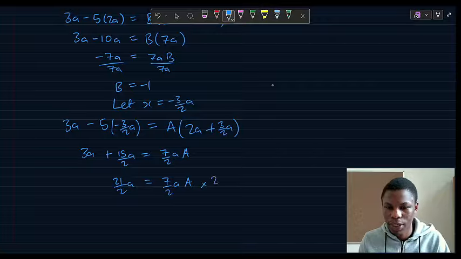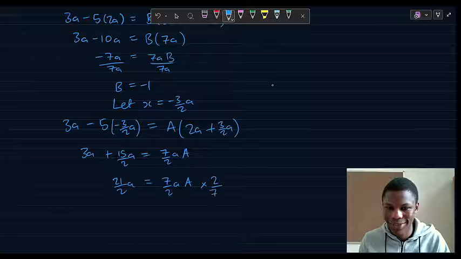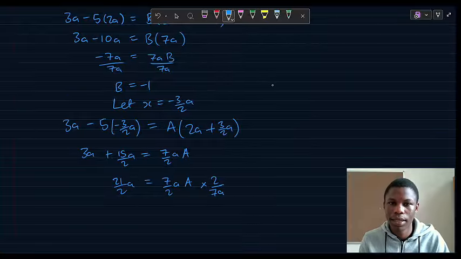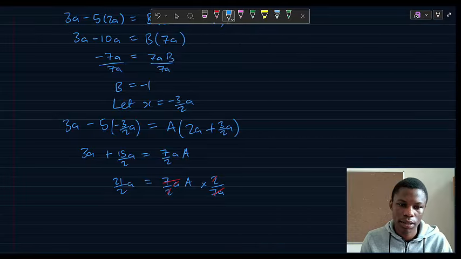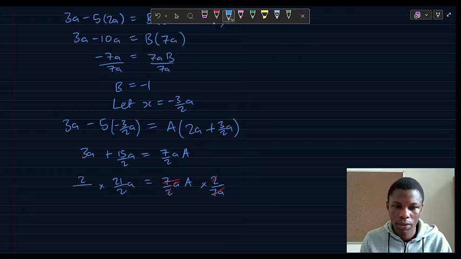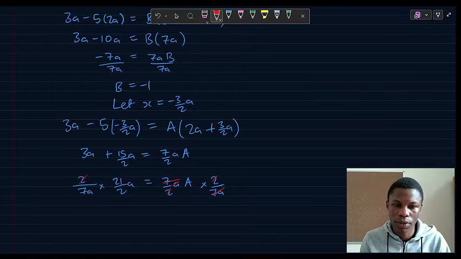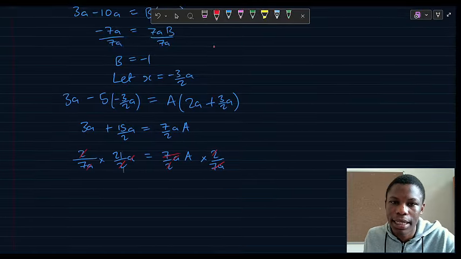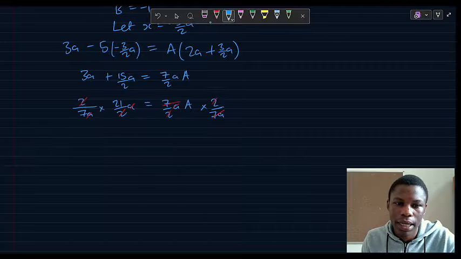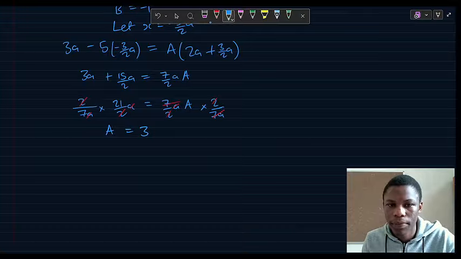Multiply both sides by 2 over 7a, right? Reason being, the 7a cancels that 7a, and the 2 would cancel that 2. So let's do that, 2 over 7a. So here the 2's cancel out each other, the a's cancel out each other. Then we end up with 21 over 7, which is 3. So you have that a is 3.